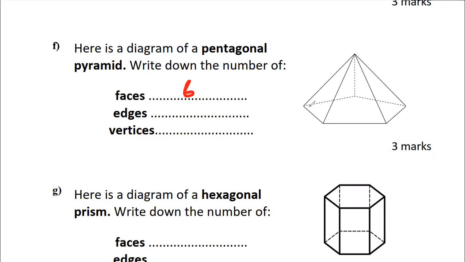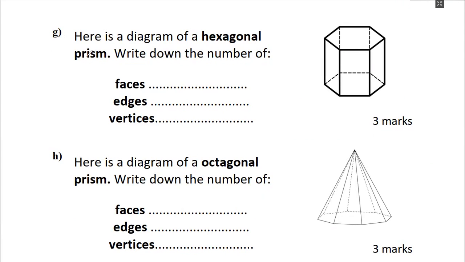And I can see that in the base there are 5 lines that make a pentagon, and also there are 5 lines which connect these to the apex, to the tipping point on the top. So 5 add 5 would be 10. So how many vertices does it have? Let's count them. 1, 2, 3, 4, 5, and 6. So it means in total the shape has 6 faces, 10 edges, and 6 vertices.